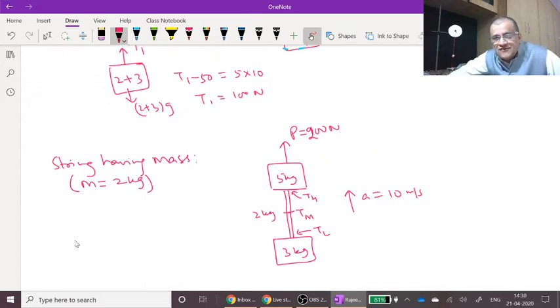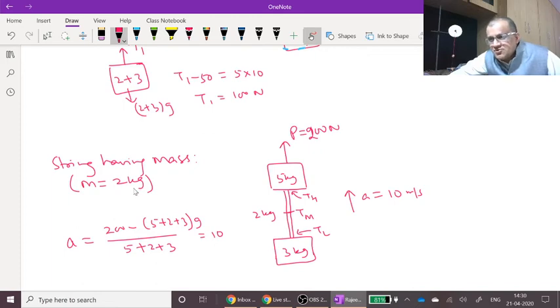What do we do? First step is something that you are already well versed with. 5 plus 2 plus 3. 200 minus 5 plus 2 plus 3 into g, and this is going to give you 10. This part is understandable. I hope so. This part is understandable.